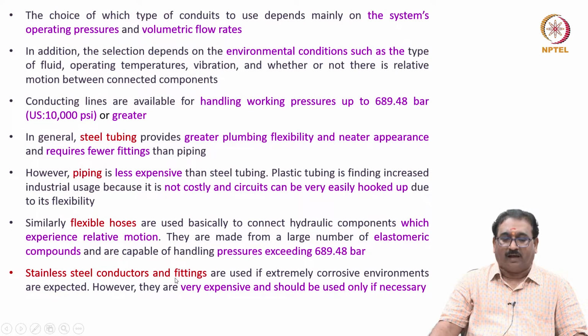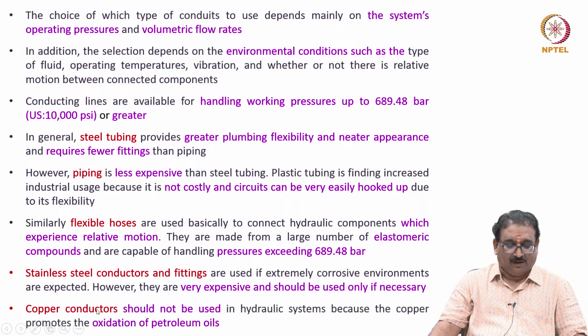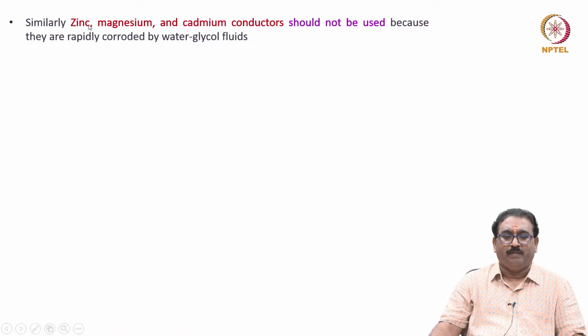Stainless steel conductors and fittings are used if extremely corrosive environments are expected. However, they are very expensive and should be used only if necessary. Copper conductors should not be used in hydraulic systems because copper promotes the oxidation of petroleum based fluids. Similarly, zinc, magnesium and cadmium conductors should not be used because they are rapidly corroded by water glycol fluids.